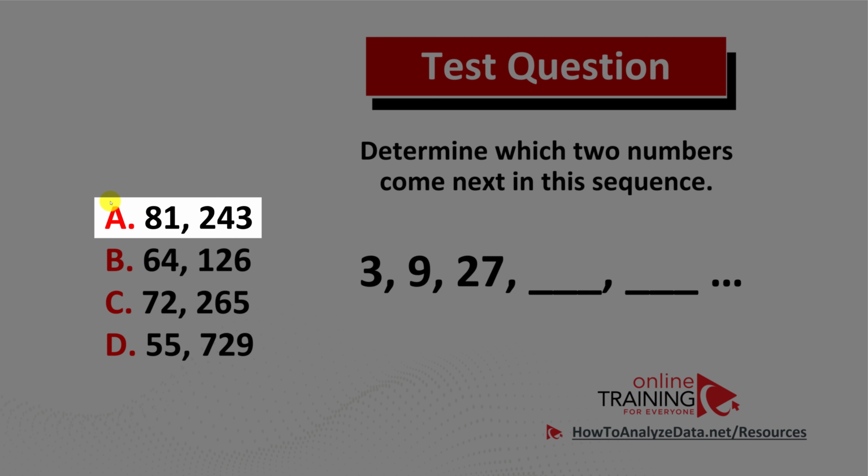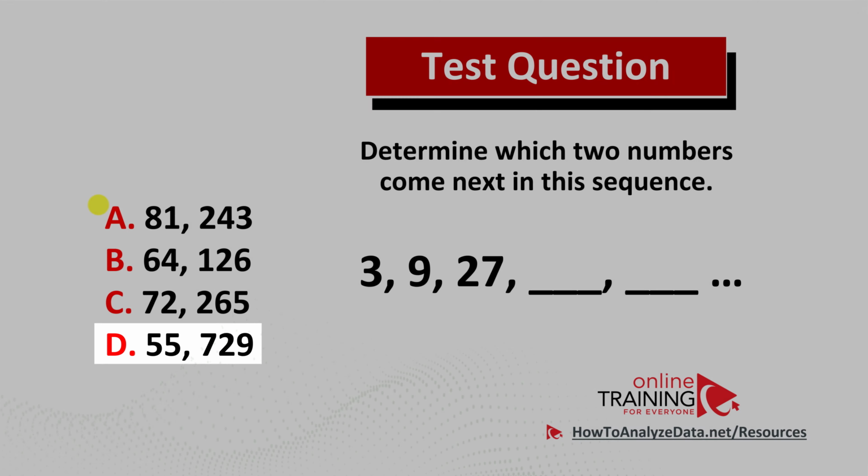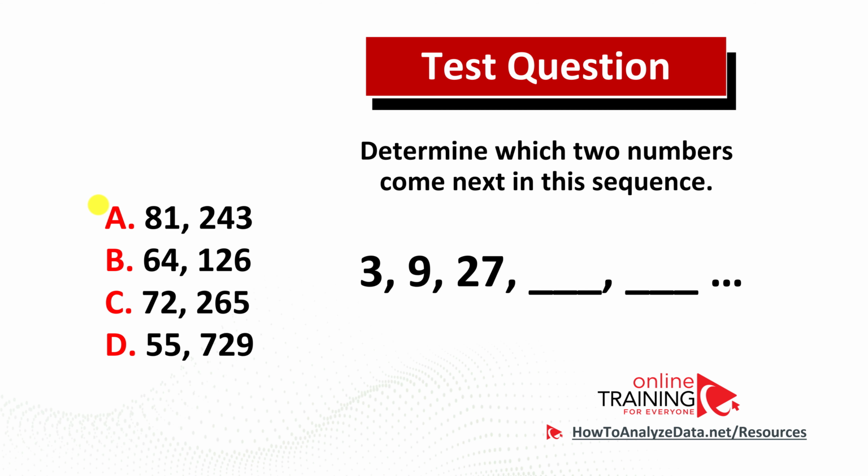Choice A, 81 and 243. Choice B, 64 and 126. Choice C, 72 and 265. And choice D, 55 and 729. Do you think you know the answer? Now might be a good time to pause this video to see if you can come up with the solution on your own.